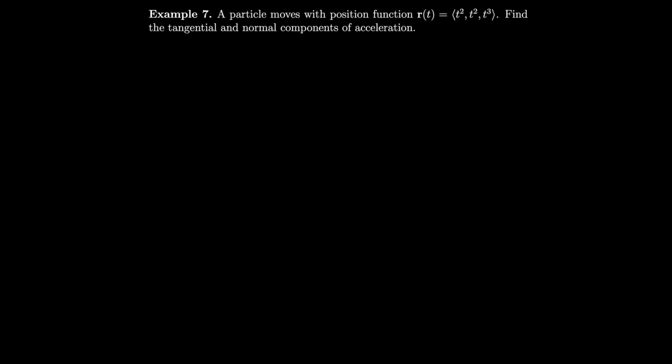So let's do an example real quick. We've got position function t squared, t squared, t cubed. So let's find the tangential and normal components of acceleration, a t and a n. So we'll start with our position function. Let's write it in terms of i j k. It's t squared i plus t squared j and t cubed k. So our derivative, r prime, is just 2t i plus 2t j plus 3t squared k.